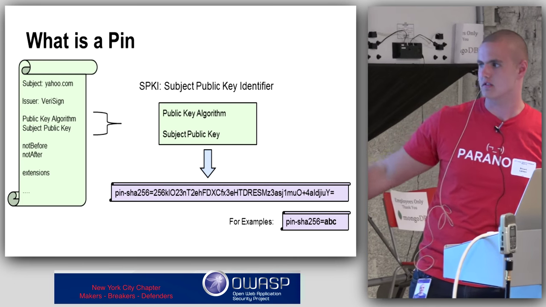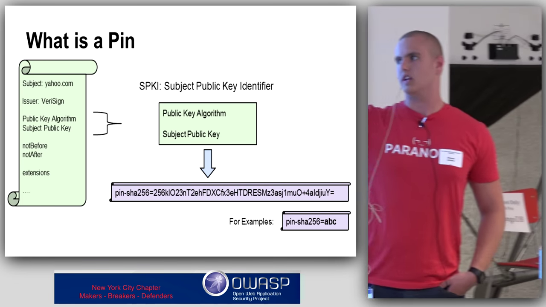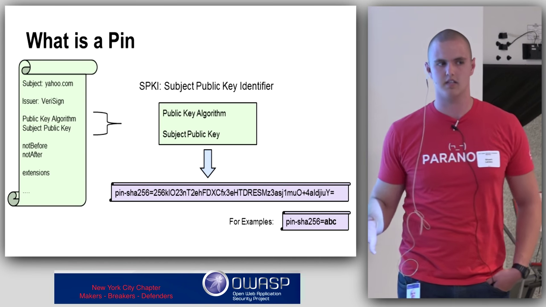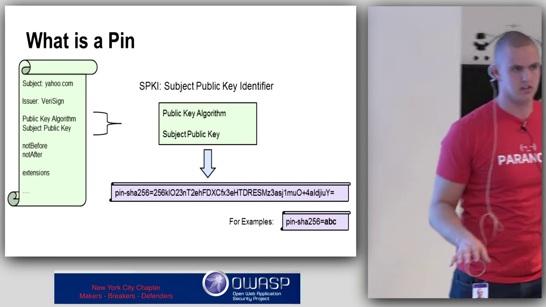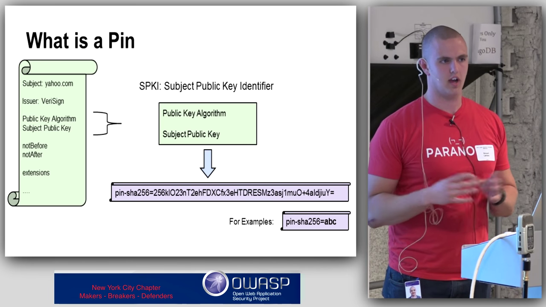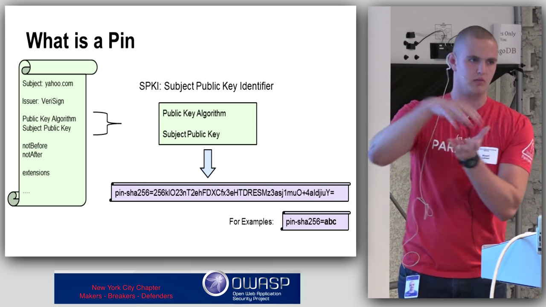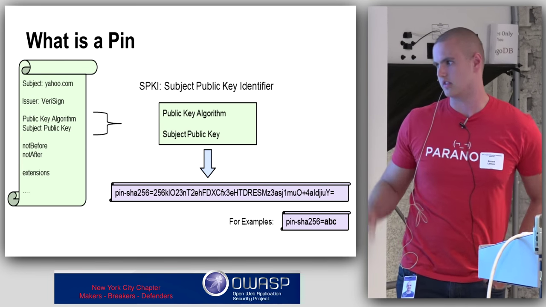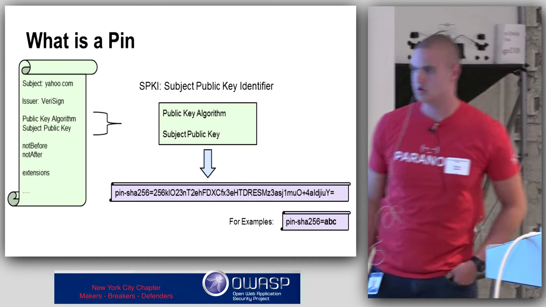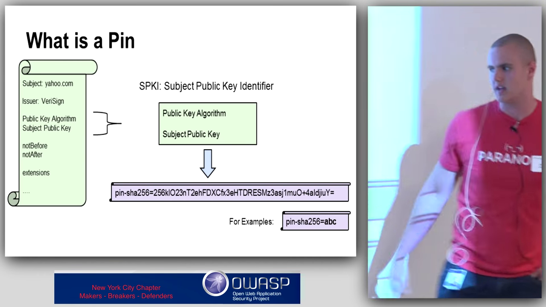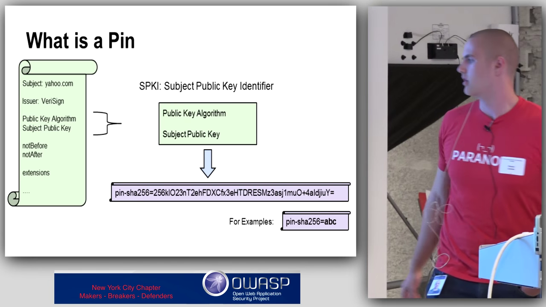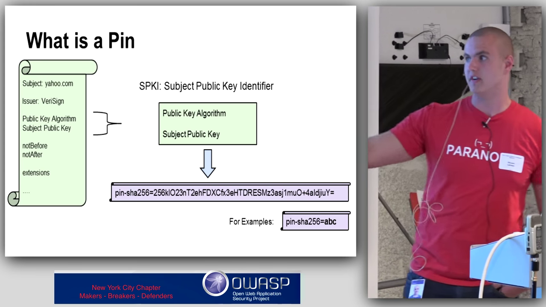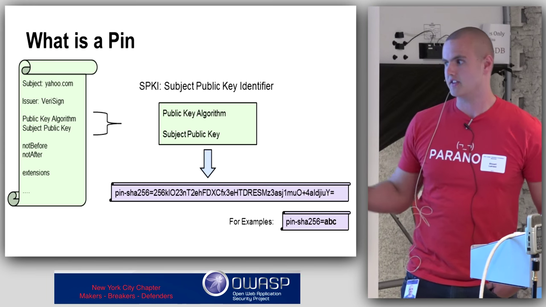So to build these pin sets, first you're going to take the public key algorithm and the subject public key out. This is known as your SPKI, the subject public key info. Then you're going to take the SHA-256 of that, which is just a cryptographic hash. It takes that information and compresses it into a same-size identifier, and you're not going to have collisions with that identifier. Once you do all that, you're going to have something like this: your pin-sha256, followed by a big jumble of base64 characters. And this is your pin. Each certificate is going to have a very unique pin, and that's how you can identify it.